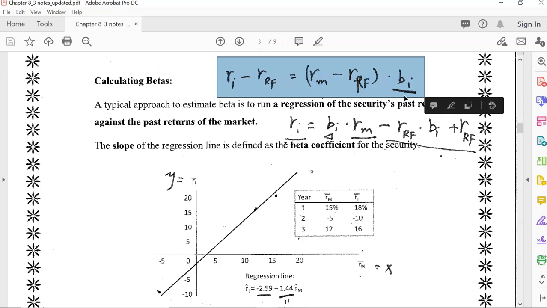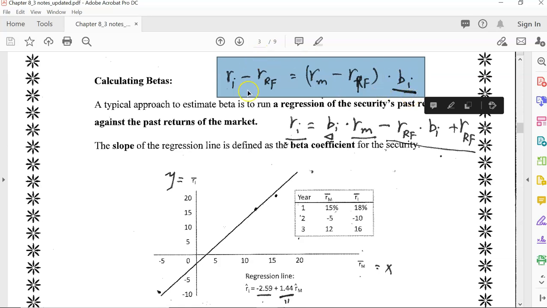Okay, and we want to calculate this beta. So we want to run this model a lot of times by using historical data of market return, risk-free return, and stock return. If we use 10-year, 20-year, or 30-year data of all these three variables and run a regression line, we would have an estimated beta based on historical data.